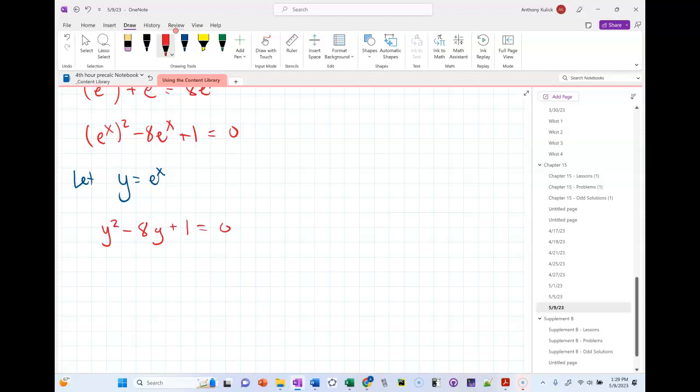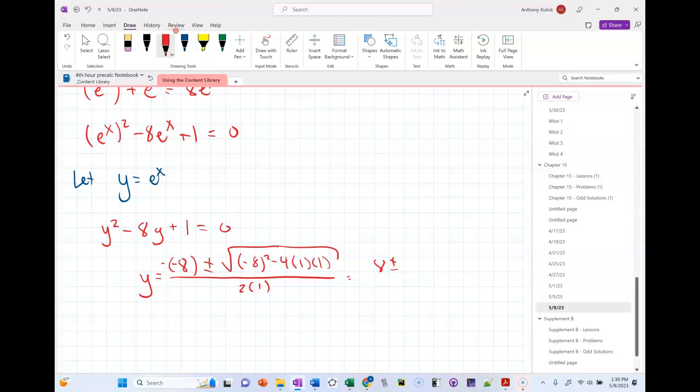Here, this one isn't factorable. There's not two numbers that multiply to give you 1 and add to give you negative 8. So we're going to use the quadratic formula here. So negative b plus or minus the square root of b squared minus 4ac, all over 2 times a. So negative of negative is positive. 64 minus 4 is 60.